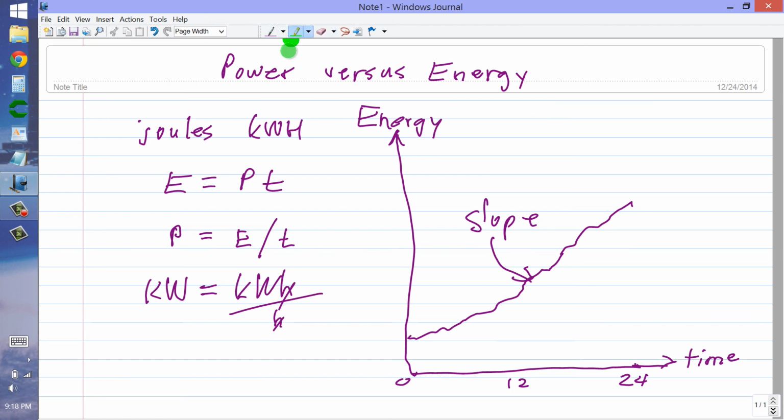A lot of people use these two terms interchangeably in qualitative discussions, but that's not the case at all when we get down to the actual calculation and real life situations that power and energy seem to show up in.